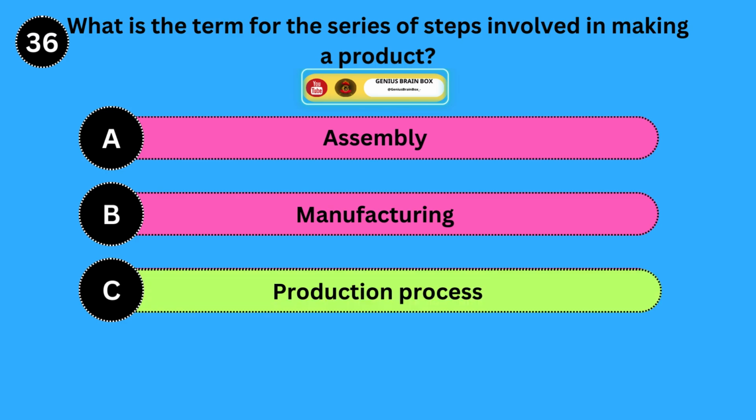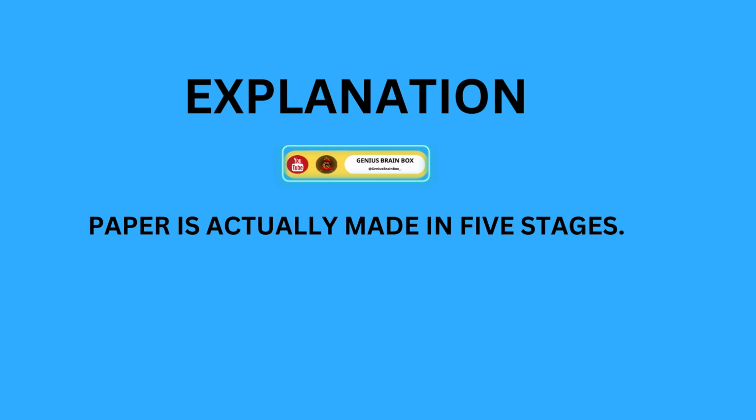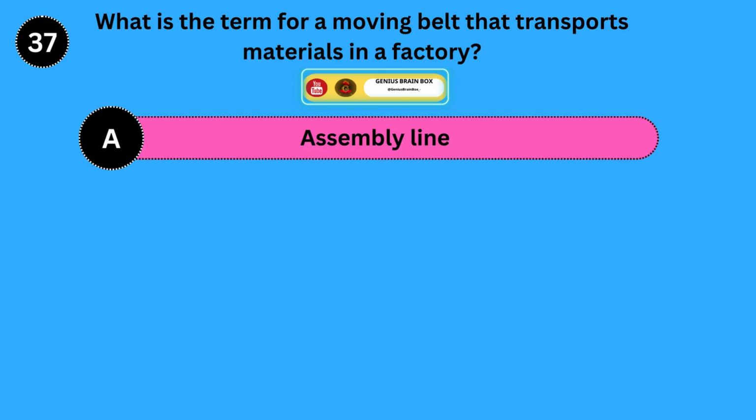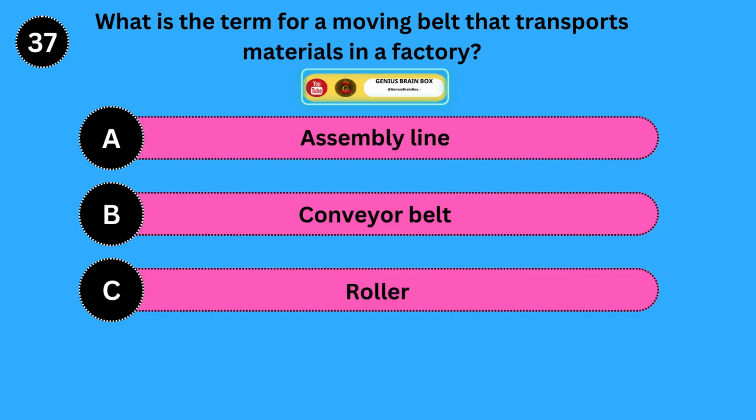Explanation. Paper is actually made in 5 stages. What is the term for a moving belt that transports materials in a factory? Option A, assembly line. Option B, conveyor belt. Option C, roller.